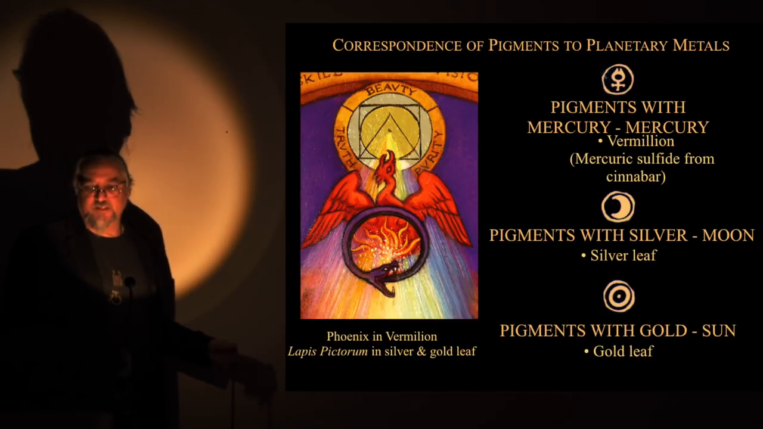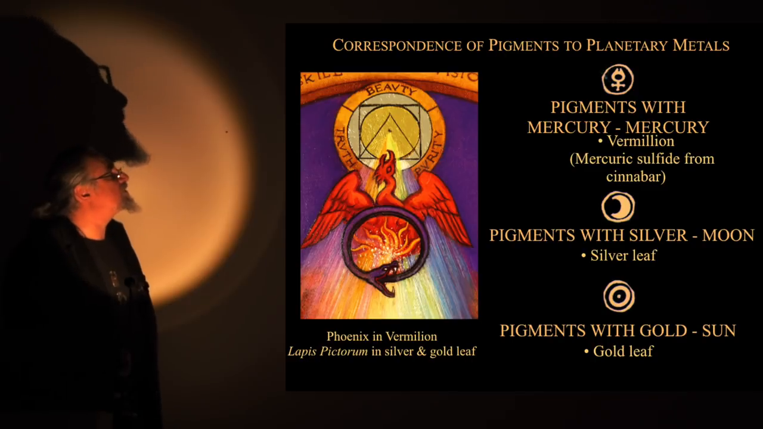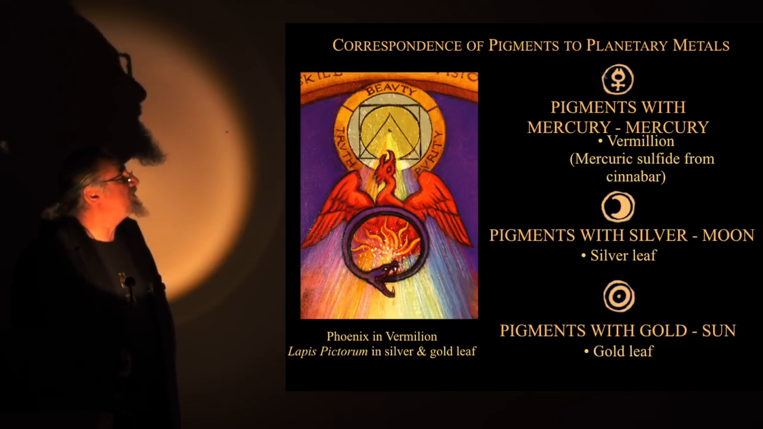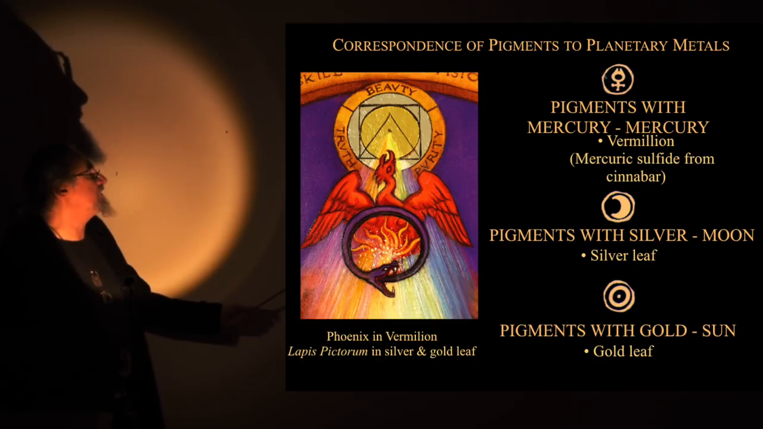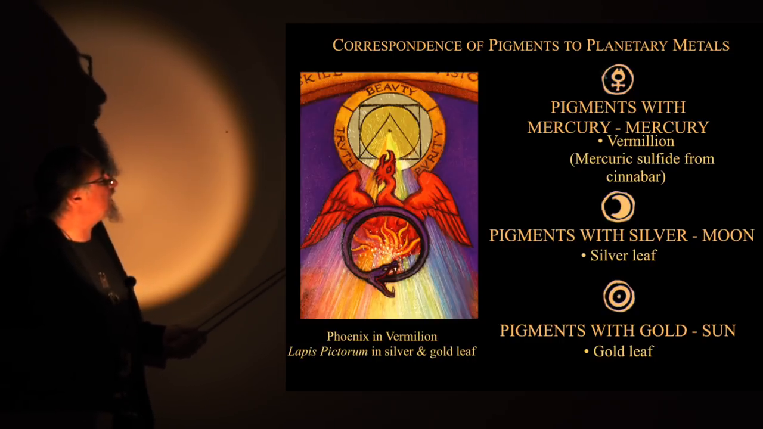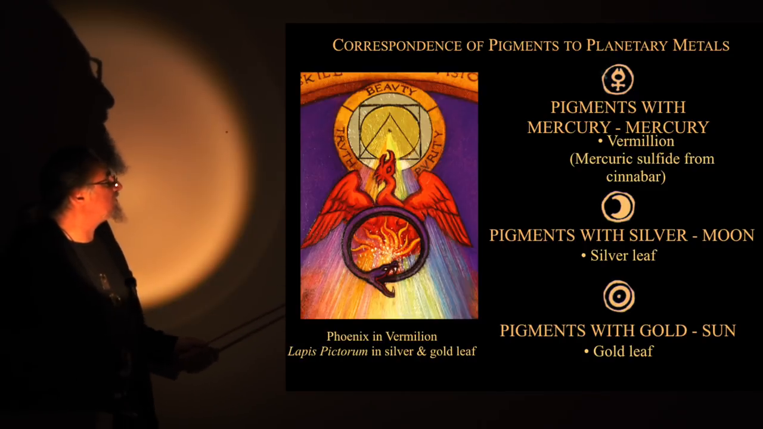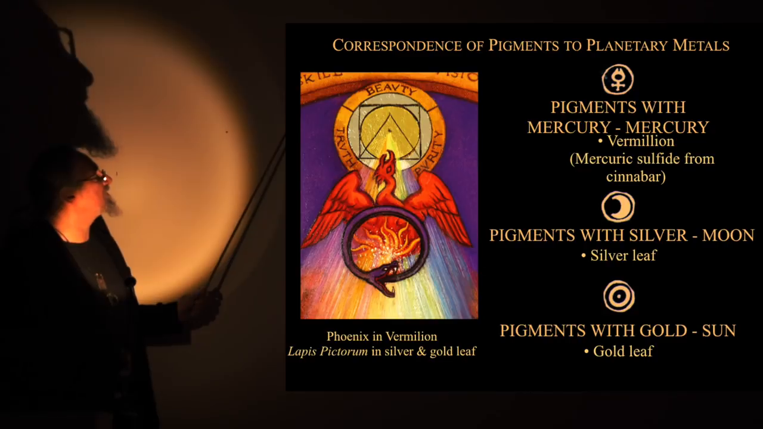Finally, moving from mercury to silver to gold. Mercury, the beautiful pigment that has mercury in it, is vermilion, which is mercuric sulfide from cinnabar. And so I incorporated the vermilion in this phoenix rising from the Ouroboros towards my interpretation of the Philosopher's Stone.